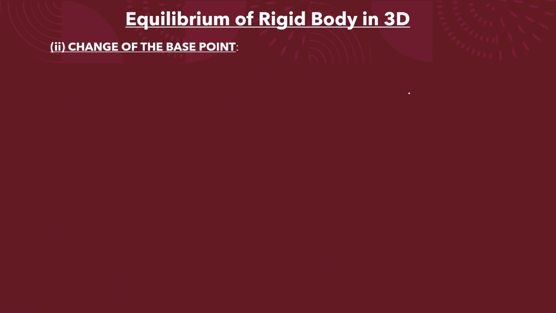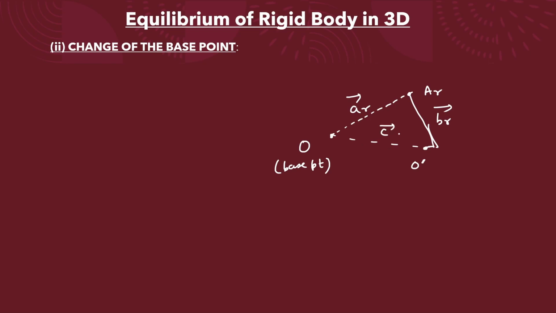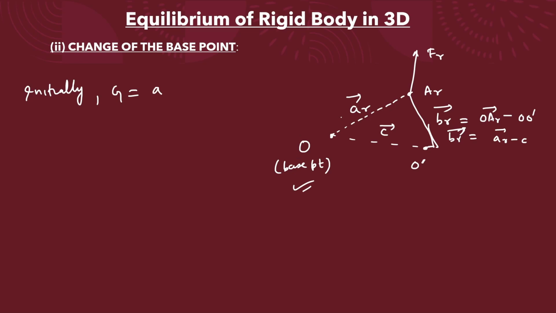Let us consider the arbitrarily chosen point as Ar, and we have the base point as O, and this is our position vector Ar. This is the base point, and we have changed the base point to O dash. This is O dash, so the new position vector is Br, and let us take this OO dash as a constant vector C. From the triangle law of forces, we have Br equal to the vector OAr minus OO dash, which is equal to Ar minus the vector C. This is Br. Let us consider the force at Ar is Fr. So initially G, that is the couple of moment with respect to the base point O, is Ar cross Fr.